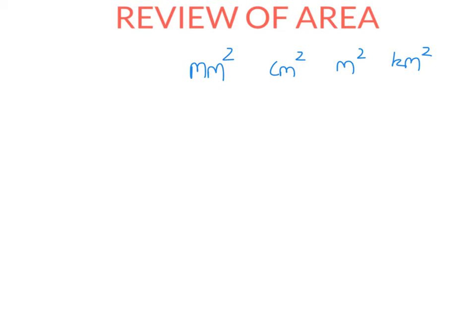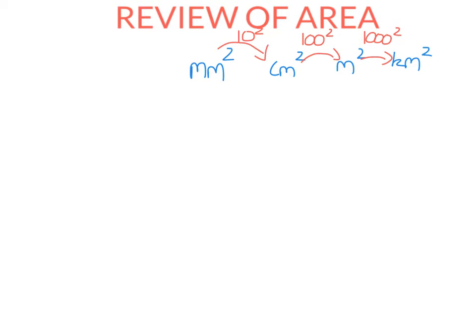You see, most people know, for example, that there are 10 millimeters in a centimeter. But there are 10 squared or 100 square millimeters in a square centimeter. There are 100 centimeters in a meter, but 100 squared or 10,000 square centimeters in a square meter. And same here, there's 1,000 squared or 1,000,000 square meters in a square kilometer.